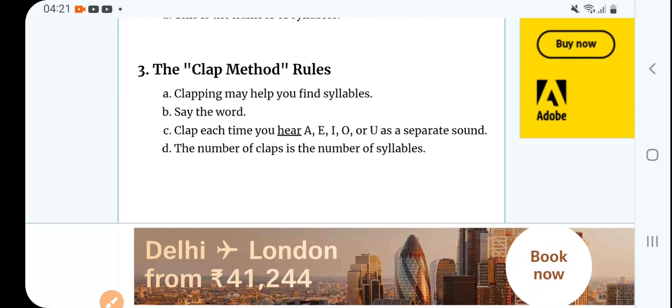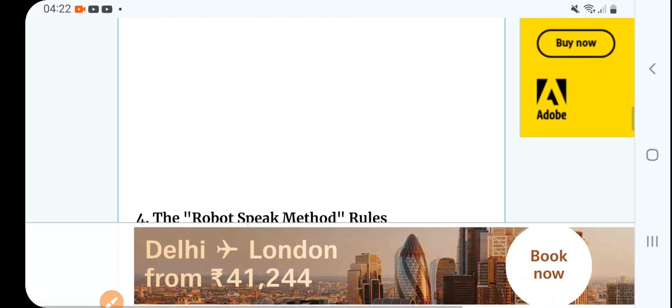Then the clap method. With the clap method, you find syllables by clapping. Say the word, for example, this is my class. Clap each time you hear a, e, i, o or u. This is my class, this way. The number of claps is the number of syllables. So that is the clap method.